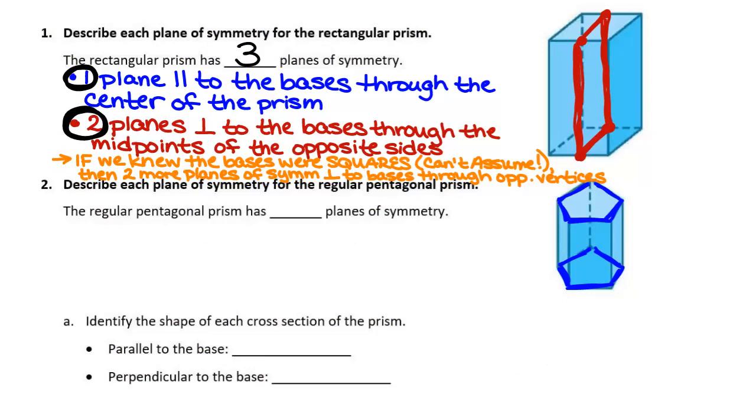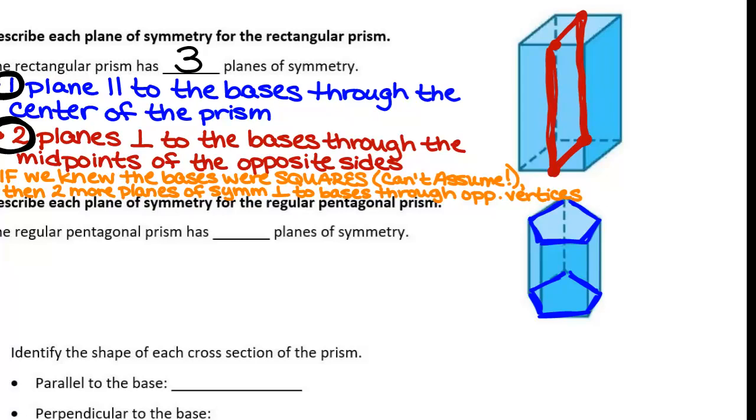And notice that connecting the top and the bottom, we have rectangular faces. It's rectangles connecting the top to the bottom, but the top and the bottom are pentagons. That's what we mean when we say a pentagonal prism. All right, planes of symmetry here.